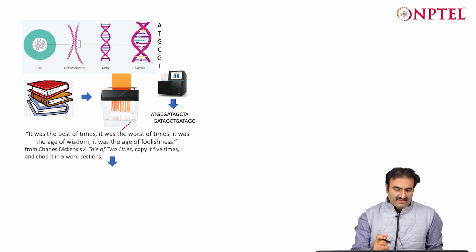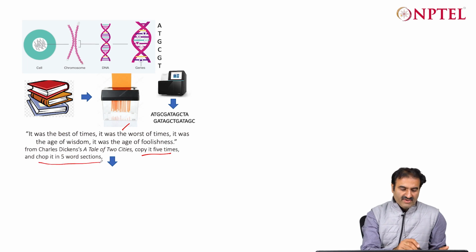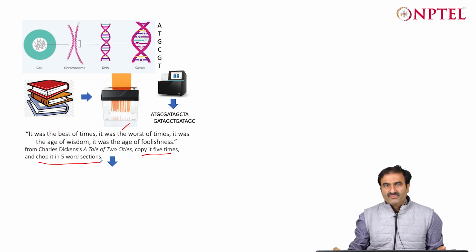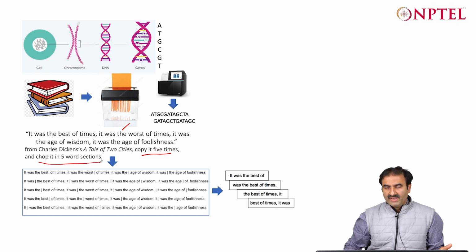So for one example, there's a line here: it was the best of times, it was the worst of times, it was the age of wisdom, it was the age of foolishness. You can see that the words look repetitive, and it's a single sentence from Charles Dickens' A Tale of Two Cities. You can copy it 5 times and cut it into 5-word pieces, and those are like k-mers, right? Now you want to construct the entire sentence. So like this, you have made 5 copies and 5 words in overlapping fashion.